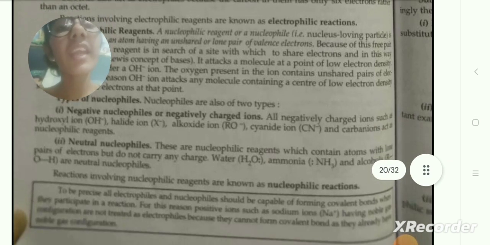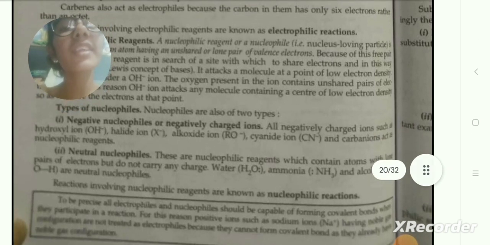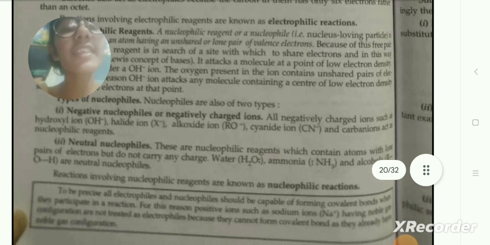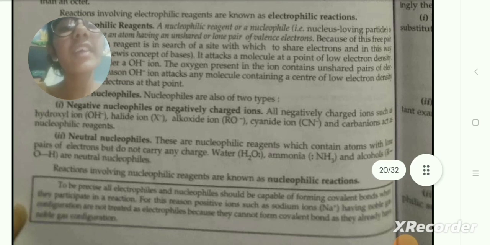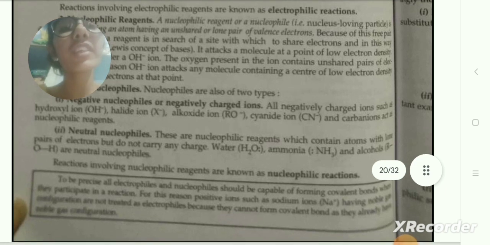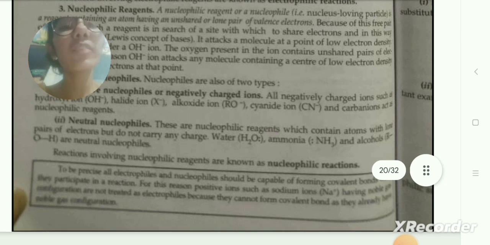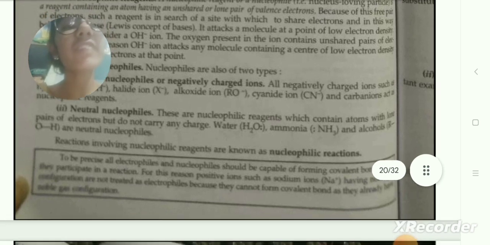Types of nucleophile. There are two types: negative nucleophiles, or negatively charged nucleophiles, such as hydroxyl ion, halide ions, alkoxide ion, cyanide ion, and carbanions. Neutral nucleophiles are nucleophilic reagents which contain a lone pair of electrons but do not carry any charge. Water, H2O, ammonia, and alcohols are neutral nucleophiles. Reactions involving nucleophilic reagents are nucleophilic reactions. Classification of organic reactions.